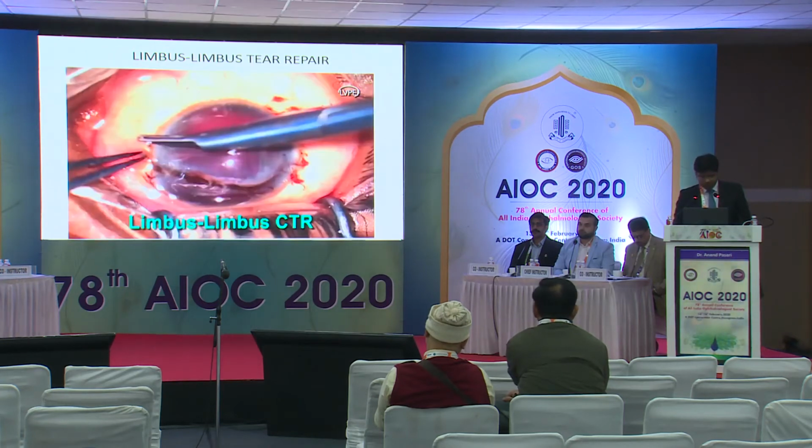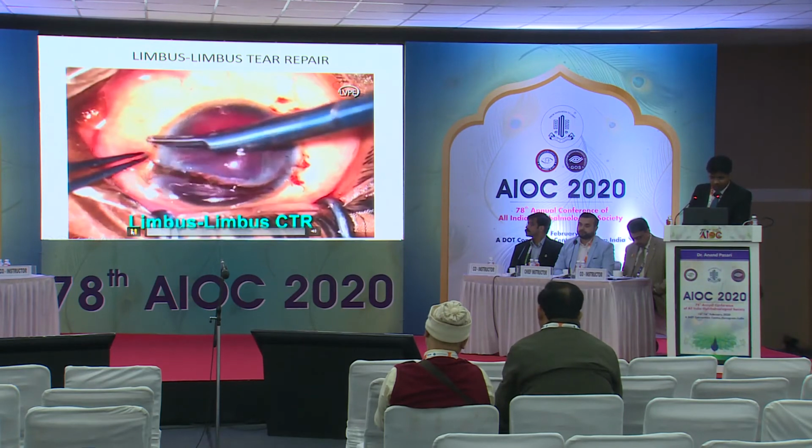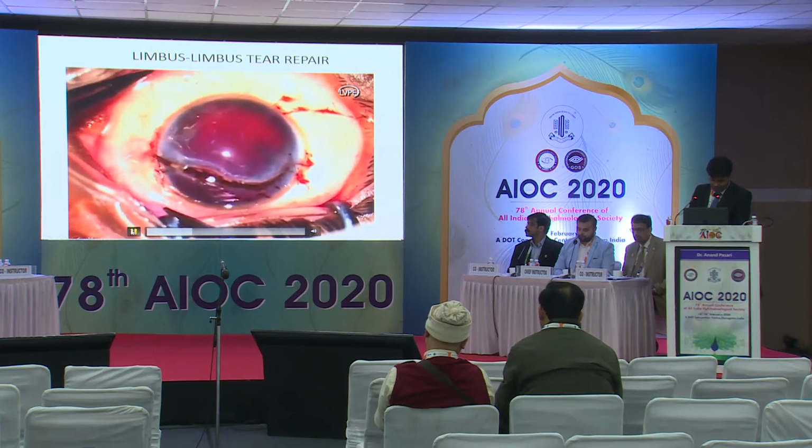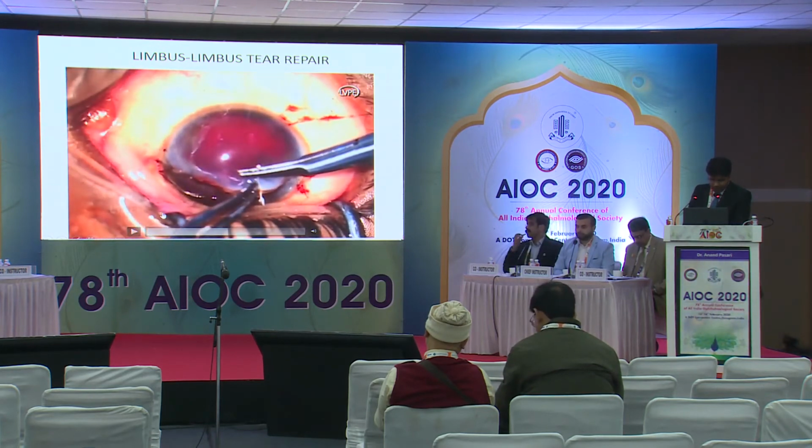So next, we come to a case of a limbus to limbus corneal tear, in which the most important thing is to apply the first suture at the limbus, because this gives the best anatomical apposition, and then start the suturing.